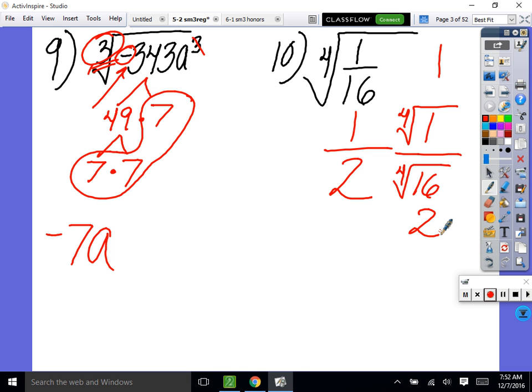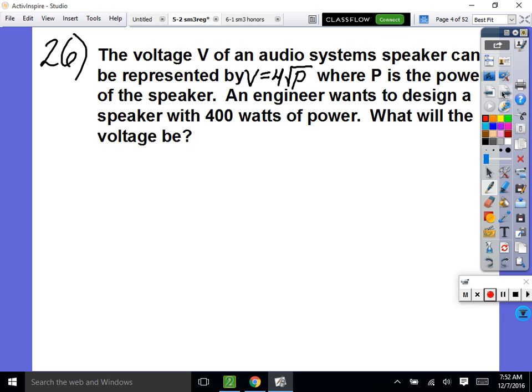Now we have to remember, since the instructions say simplify each radical expression, this one we don't need plus or minuses, so we're just simplifying. We go with the primary root. Because of the instructions, we're just going with the primary root. Okay, then 26, flip to the back.